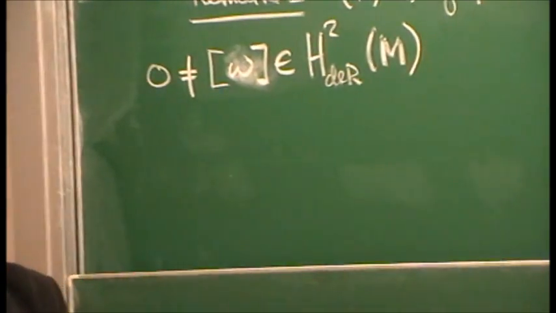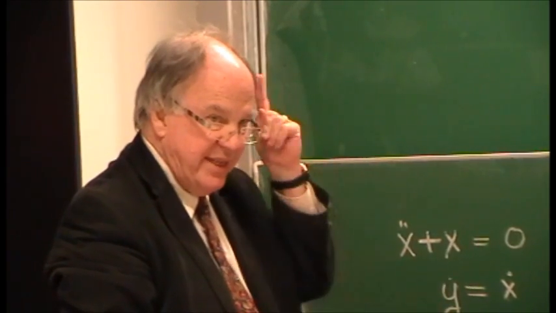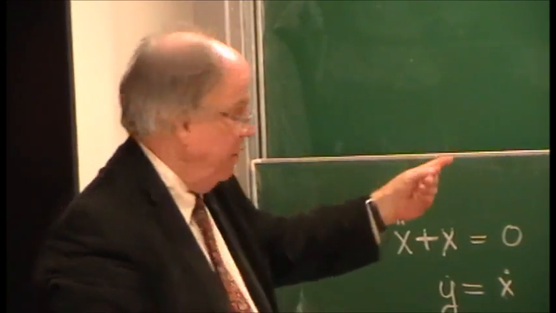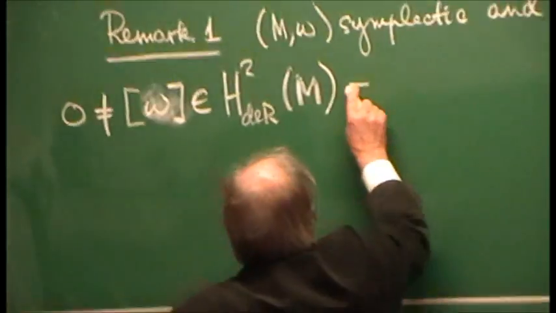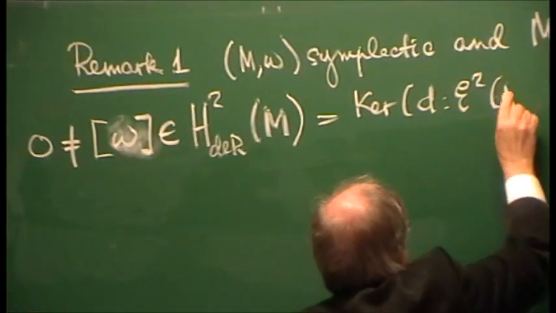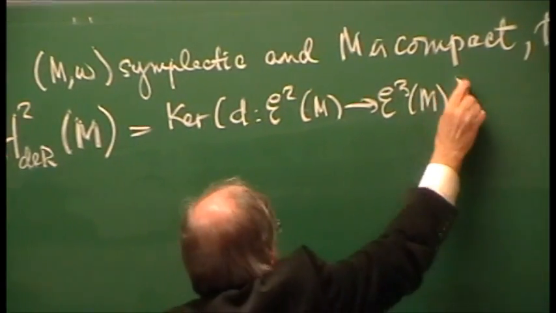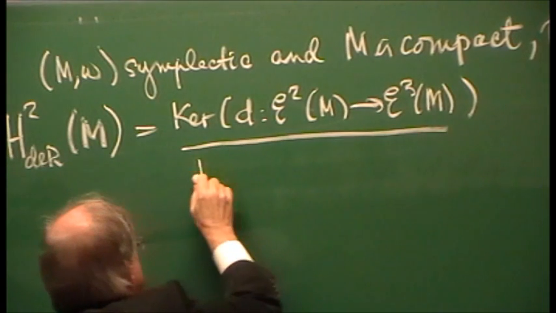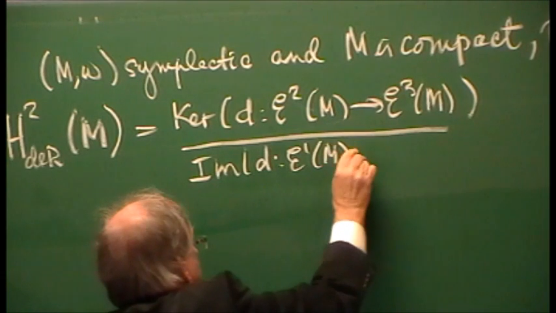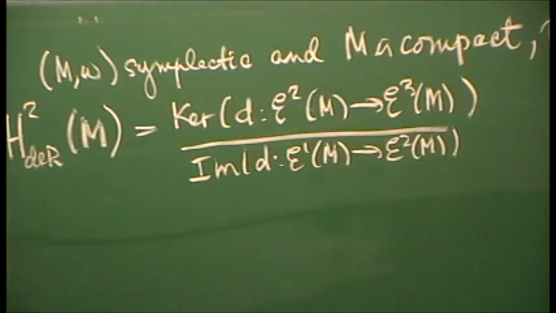So it's the statement that that form is closed. That's part of the definition. It's a closed form. It is never exact. This closed form is not exact. That's the statement. Remember, this was the kernel of d from 2-forms to 3-forms. This form is closed automatically, so it's there, modulo the image from 1-forms to 2-forms. And the statement is that it is not exact, that it is not d of some form.